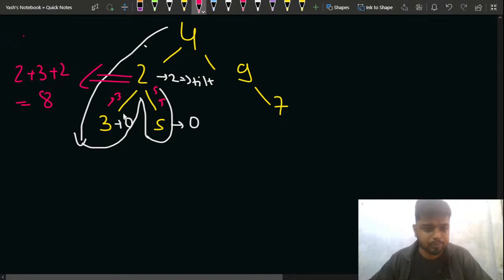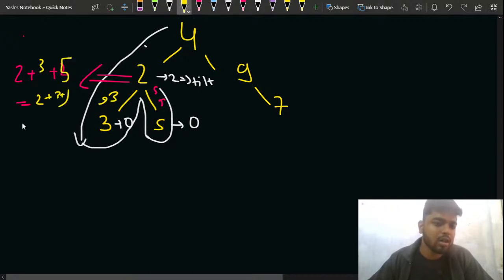Actually, this was not 5, this was 3, but that was 5, right? So this was 3, so 2 plus 3 plus 5, that gives us 10, right? So in this way you get the left child.